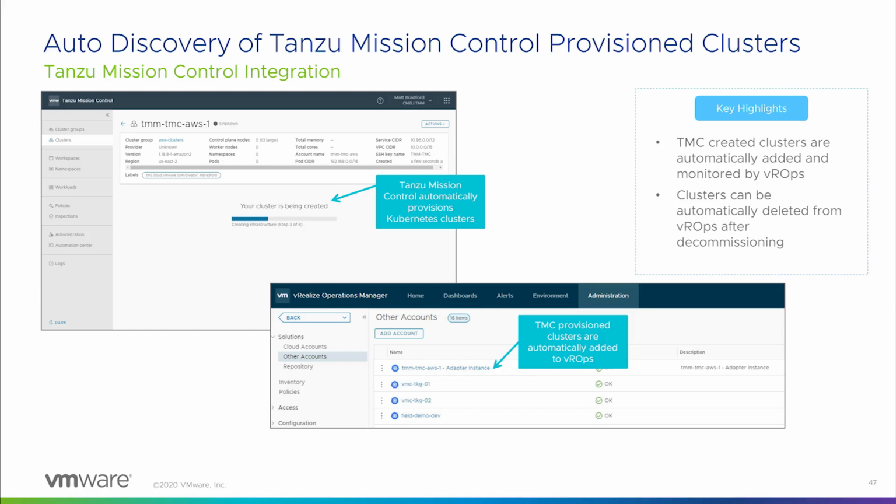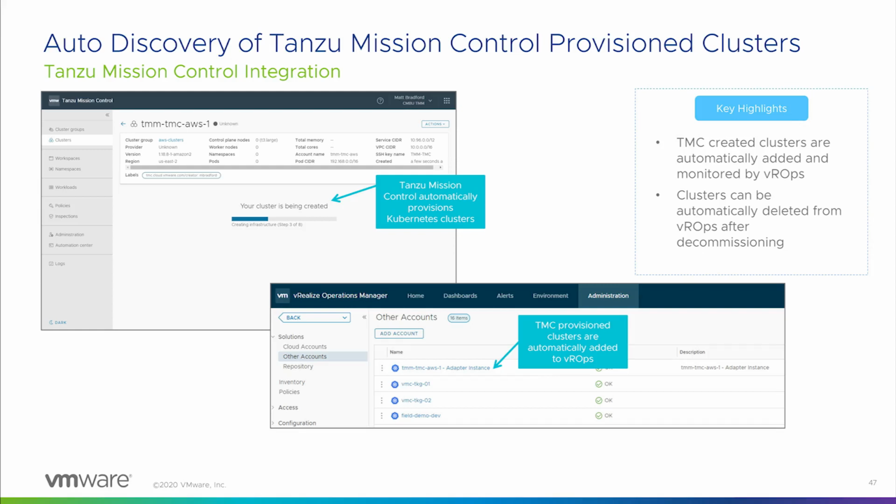Now, another really cool thing we can do with the management pack for Kubernetes is integrate with Tanzu Mission Control. If you're not familiar with Tanzu Mission Control, this is basically lifecycle management for Tanzu clusters. It can do a bunch of other things as well, but in terms of the integration, any cluster that is deployed in AWS through Tanzu Mission Control can automatically be discovered and configured within vRealize Operations. So we don't need to manually configure those adapters to see the inventory, for example, of our Kubernetes clusters. And the same is true for when clusters get deleted. They can be automatically removed from vRealize Operations as well.